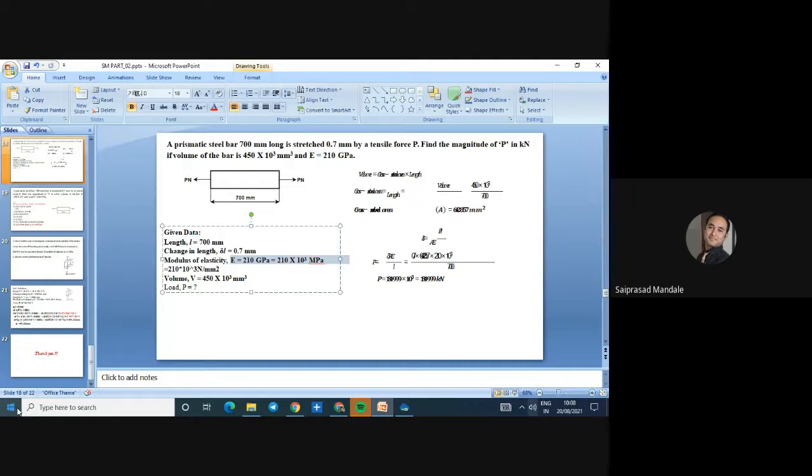Once we have the stress, what to do? Stress is equal to P upon A. We have stress, we have area, so we will get P. Where is the area? Do we have an area? We don't have area, but we have volume.